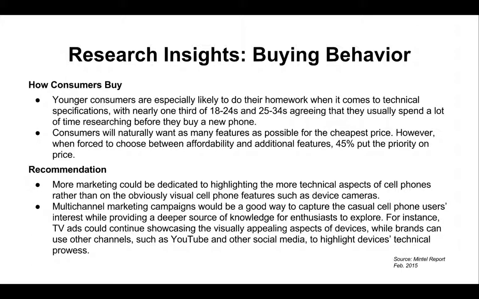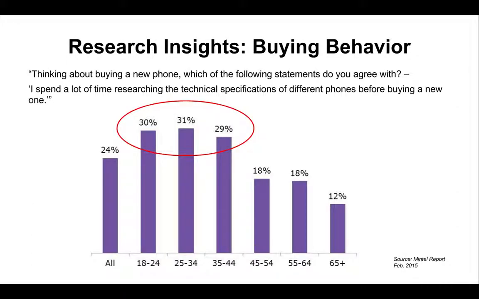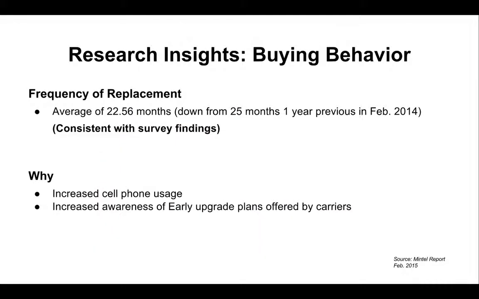This could also be separated out into TV ads versus YouTube and social media to appeal to both the technical research people, that do the research on technical capabilities, versus the casual users. And this is a graph that just shows that research that we found.